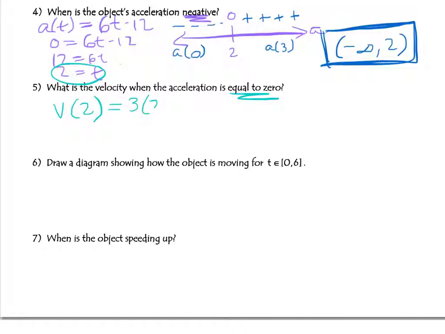So here we're going to have 3 times 2 squared minus 12 times t, so 12 times 2, plus 9. So we end up with 12 minus 24 plus 9, which gives us negative 3 meters per second.